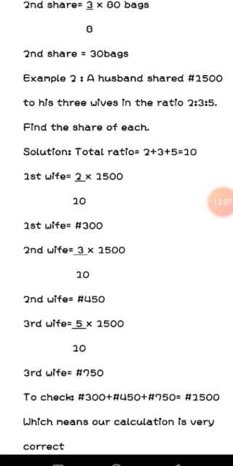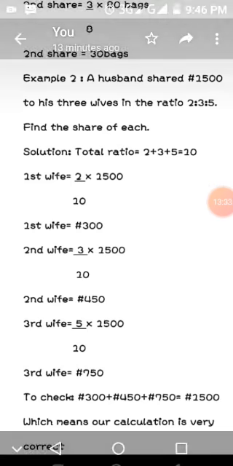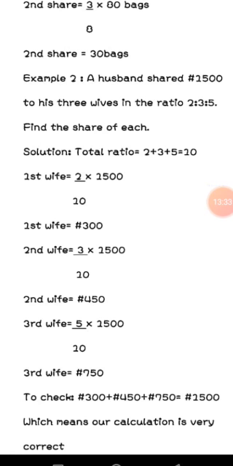Second wife. The second wife has ratio 3. So it's going to be 3 over 10 times 1,500. I divided my 10 by 10 and I divided my 1,500 by 10. Now take note, you cannot divide a number that is down by 10 and divide a number that is up by 8. No, it goes simultaneously.